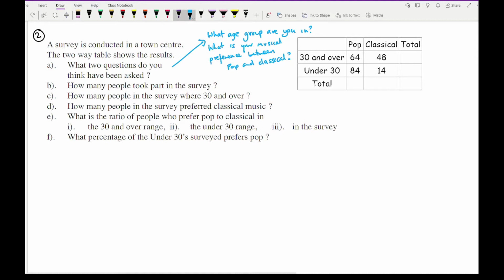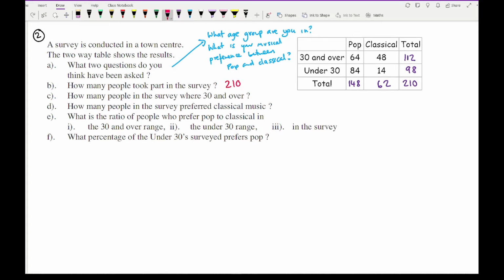Now I'm going to be a little bit forward thinking and just work out the totals for every single column and row. So here I've got 64 plus 48 is 112. I've got 84 plus 14, which is 98. Then the grand total is going to be those 2 numbers added together, which gives me 210. And then 48 plus 14 gives me 62. And 64 plus 84 gives me 148. So looking at question B, it says how many people took part in the survey? Well, that's going to be 210.